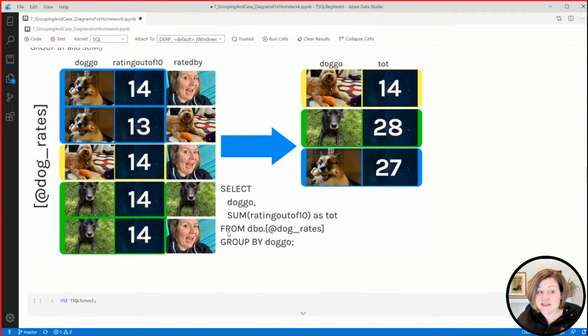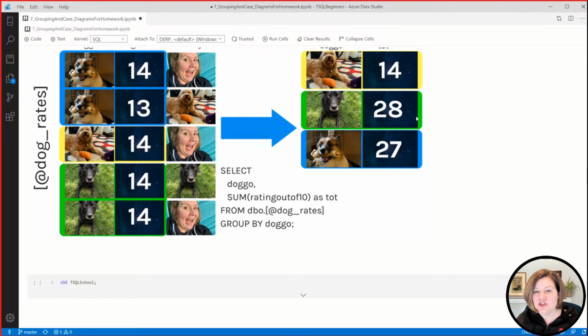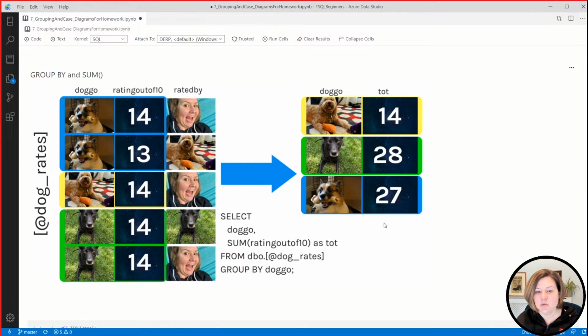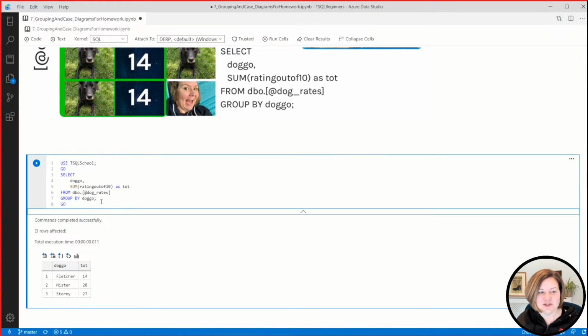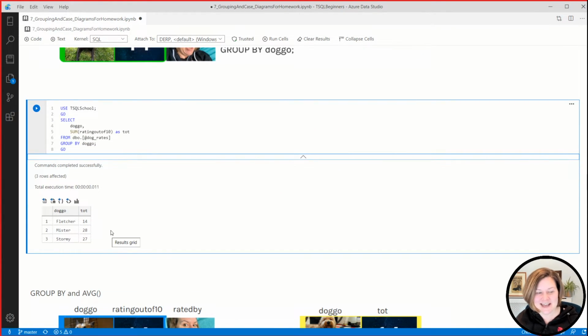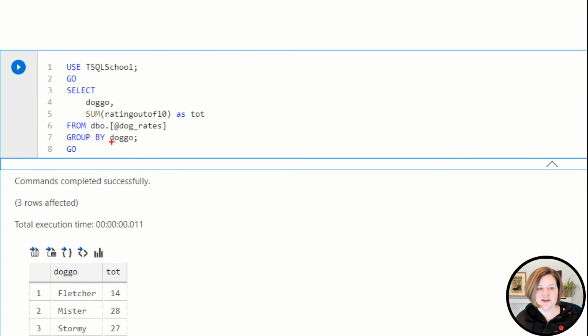Sum, similarly, is another aggregation. In this case, we do the same grouping operation, and we just do the total of whatever column we've put in there. In this case, it is that rating out of 10. So we should see here 14, 28, and 27 respectively. Well, let's actually expand that so you can see that the query is the same. And sure enough, we do get those for sum.